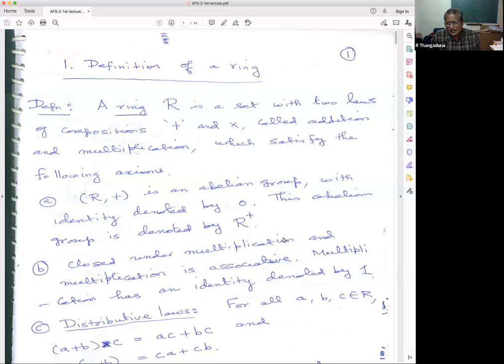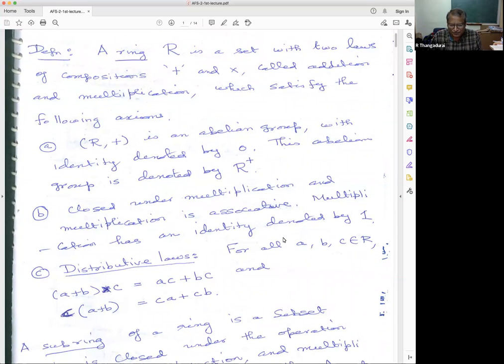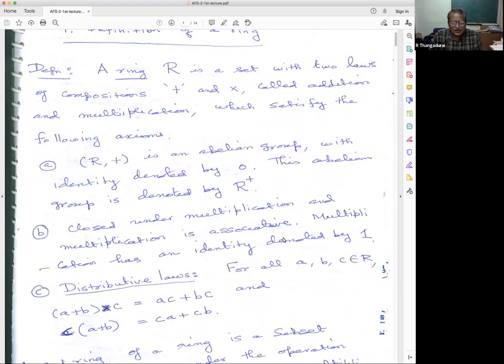It is closed under the other operation, multiplication, and multiplication is associative also. And one more property we always assume is that multiplication has an identity element, which is denoted by 1. The zero element with respect to plus, and 1 with respect to the other operation called multiplication. And the other property is the combining distributive law. So any set having 2 operations satisfying these 3 kinds of conditions, we call it a ring.